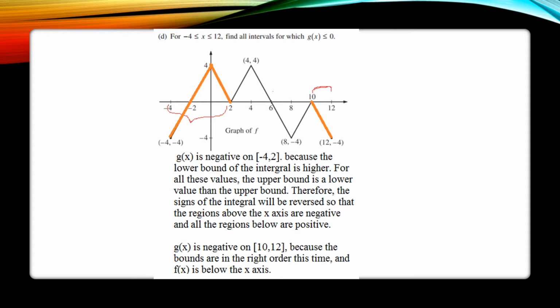So using all of this knowledge, we can conclude that g of x is negative from negative 4 to 2. It's also negative from 10 to 12 because f of x lies below the x-axis. So the area of this region will be negative.